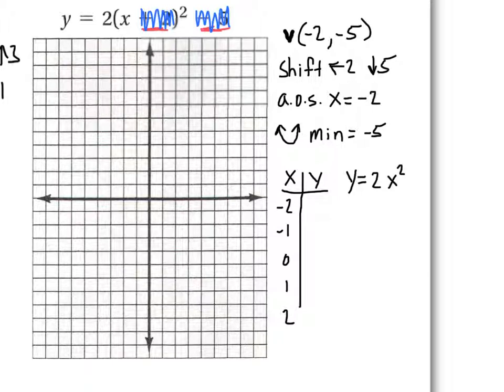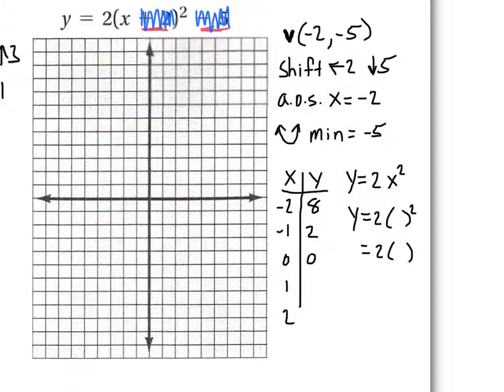Okay, well, we plug into that. y equals 2 times x squared. Well, let's say x is -2. What's -2 squared? 4. And then 4 times 2? 8. All right, well then what is -1 squared? 1. 2 times 1? 2. What is 0 squared? 0 times 2? 0. Well, now this should just repeat those same numbers, right?